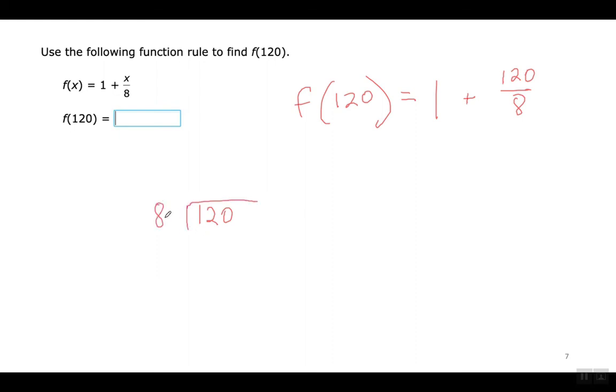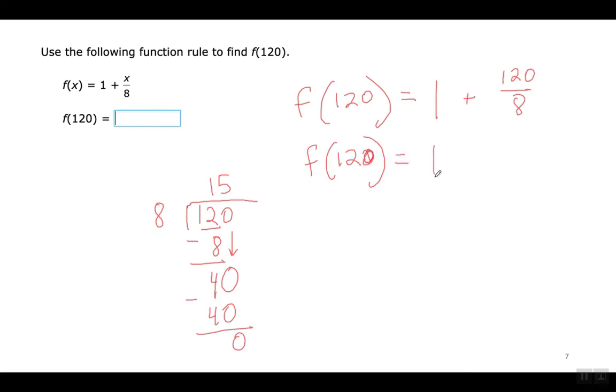120 divided by 8. 8 goes into 12 one time. 1 times 8 is 8. Subtract 12 minus 8, I get 4. Bring down the 0. 8 goes into 40 5 times. That's it. Don't reach for a calculator. That's weak. Alright? So, don't be weak. Be Cobra Kai. Always be Cobra Kai.